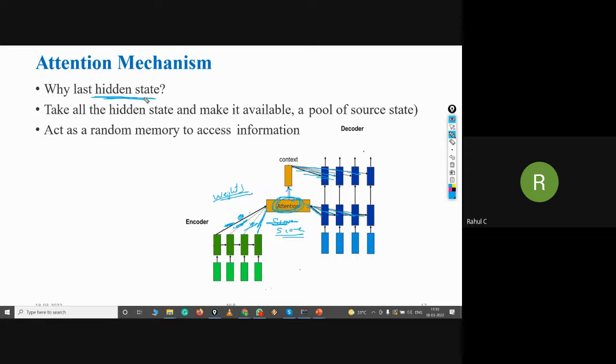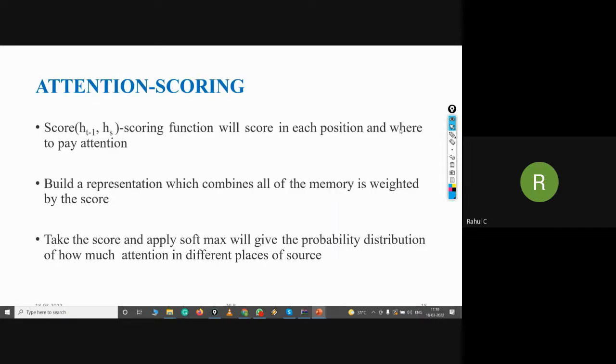Why the last hidden state? No need to go for only the last hidden state. Take all the hidden states and make them available. So we'll see some equations behind the attention, some mathematics behind the attention. There is an attention score, and that is important. The attention score is based on the previous hidden layer and the current hidden layer. The scoring function will score each position and decide where to pay attention. According to this score, we give attention to each position. In each and every position, we are giving the score.